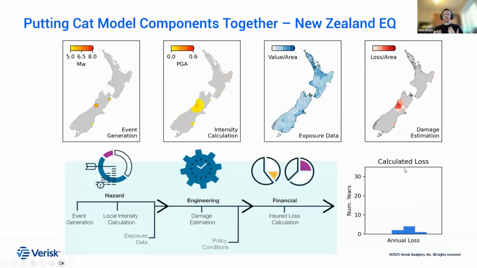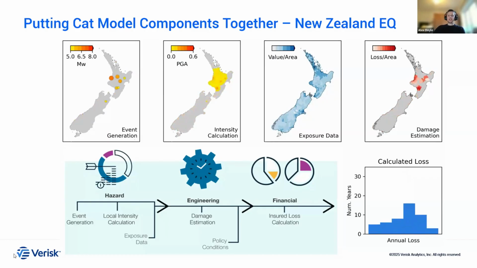Okay, so now we have different stochastic event sets for different models. And whilst we won't have time to go into them all today, let's look at a slightly different example, a New Zealand earthquake. And the reason why I show this is because it helps put all the catastrophe model components together. So let's first look at this flowchart on the bottom of the slide here.